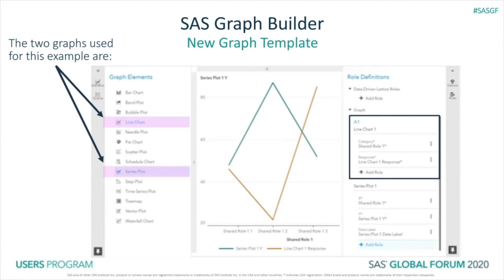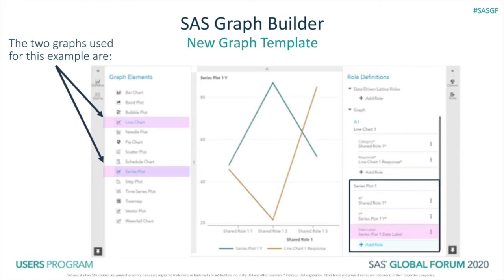On the right-hand side, we can control what roles are going to be in the output. To start off with, the line chart we'll leave as it is, and for the series plot we want to add a role. So we can add any extra roles. Each chart will have different roles available. On this one, the role we want is data label.